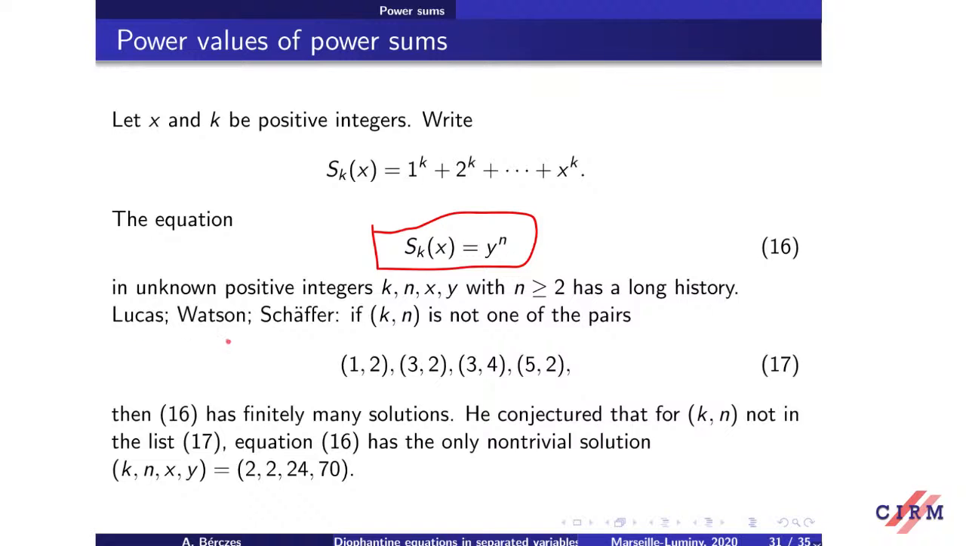It goes back to Lucas and Watson, and the first internationally known breakthrough was due to Schäffer, who proved that if k and n are not one of these pairs, then this equation 16 has only finitely many solutions. He also conjectured that if k, n is not one of these pairs, then the only non-trivial solution is given by 2, 2, 24, and 70.